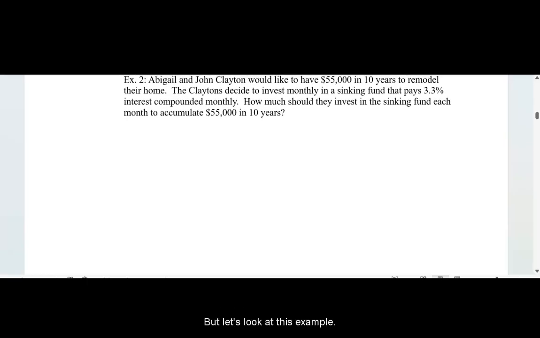But let's look at this example. Abigail and John Clayton would like to have $55,000 in 10 years to remodel their home. The Claytons decide to invest monthly in a sinking fund that pays 3.3% interest compounded monthly. How much should they invest in the sinking fund each month to accumulate $55,000 in 10 years? So notice in this problem, okay, this is not your P, this is your A.